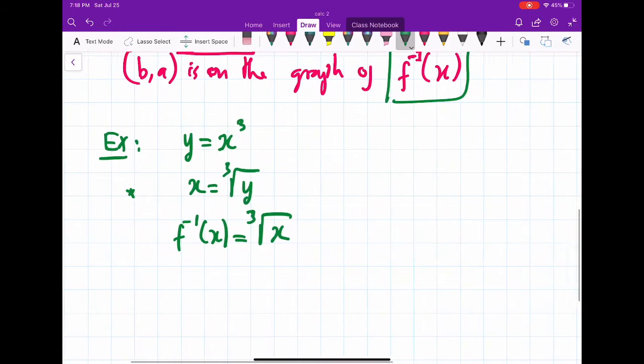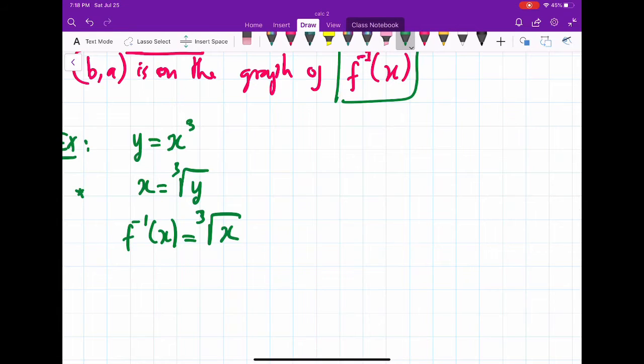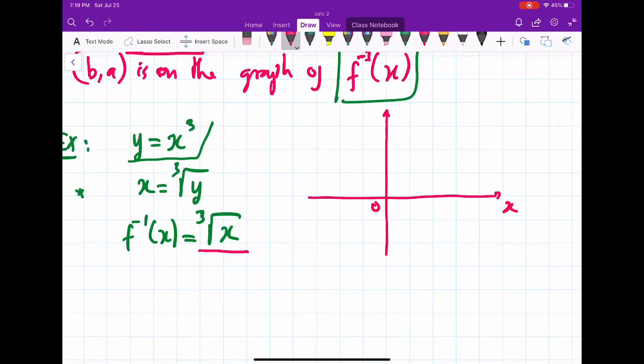So let's graph them. I will graph the function y equal to x cubed, and then I will get the graph of the function cube root of x by taking the symmetry. So I have the following: x, o, y. Let's graph this function.